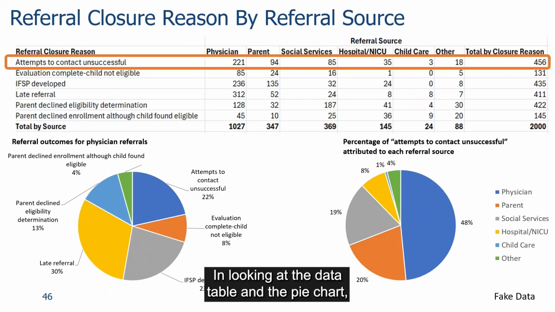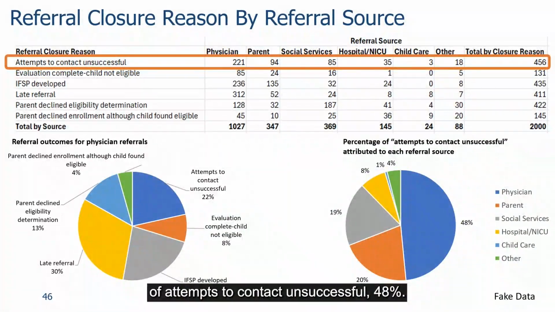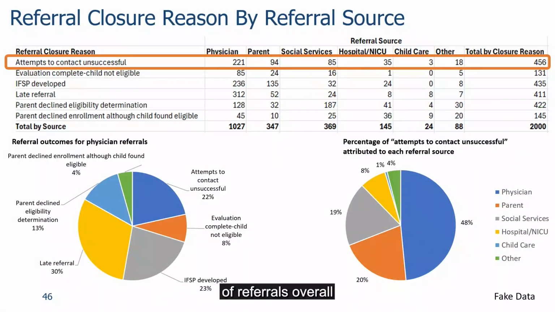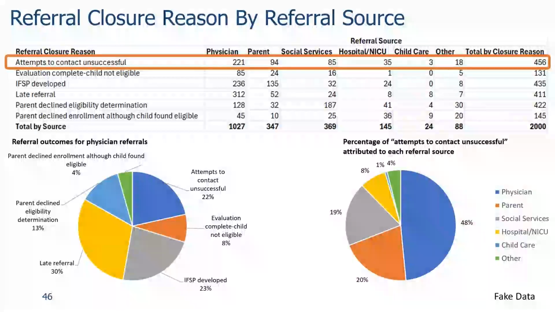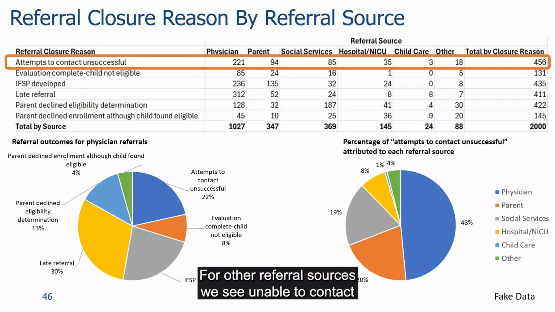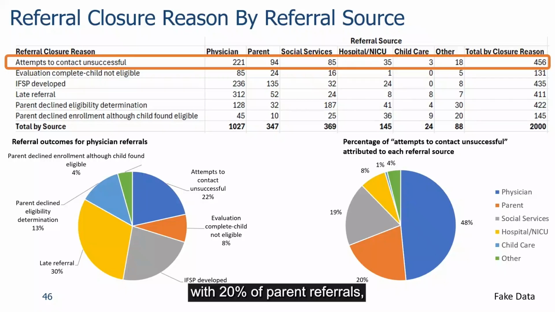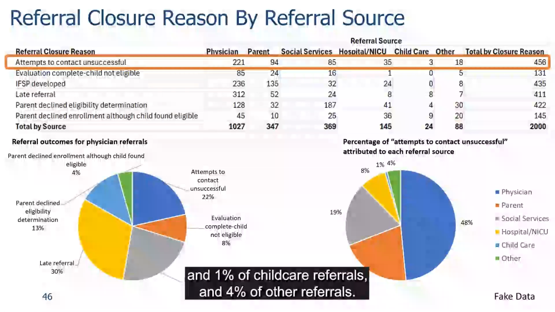In looking at the data table and the pie chart, physicians account for the largest proportion of attempts to contact unsuccessful, 48%. Physician referrals account for about 51% of referrals overall, with that 1,027 divided by 2,000. So we may consider this a proportionate number of referrals ending this way. For other referral sources, we see unable to contact with 20% of parent referrals, 19% of social services referrals, 8% of hospital or NICU referrals, and 1% of child care referrals, and 4% of other referrals.